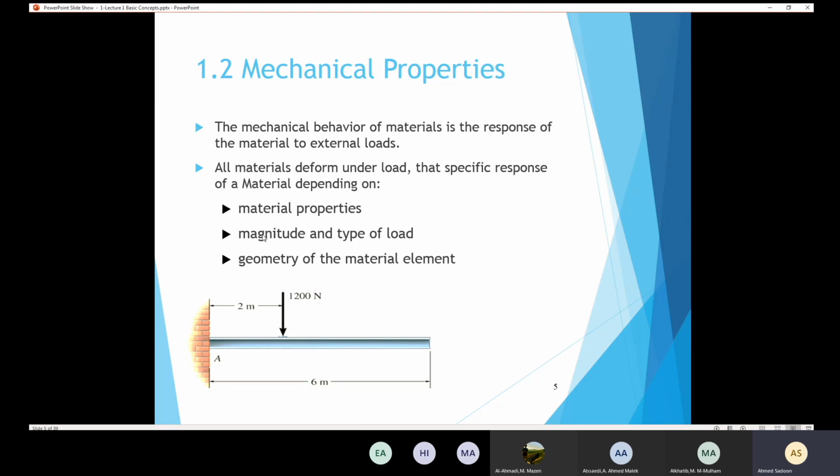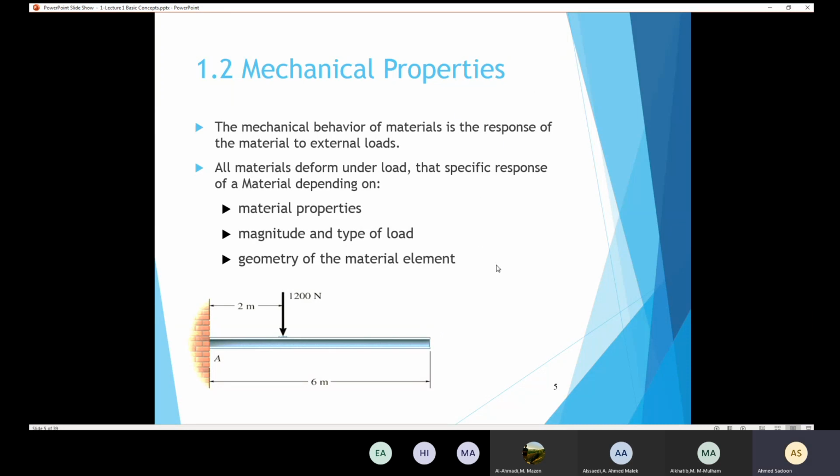And also the magnitude and the type of the load. If I apply, for example, 200 newtons, it is going to be different than 1,200 newtons. So that is going to affect the response of the material. And also the geometry of the material element. For example, here I have a cantilever. If I have a simply supported beam, the deformation and the response of the material is going to be different.